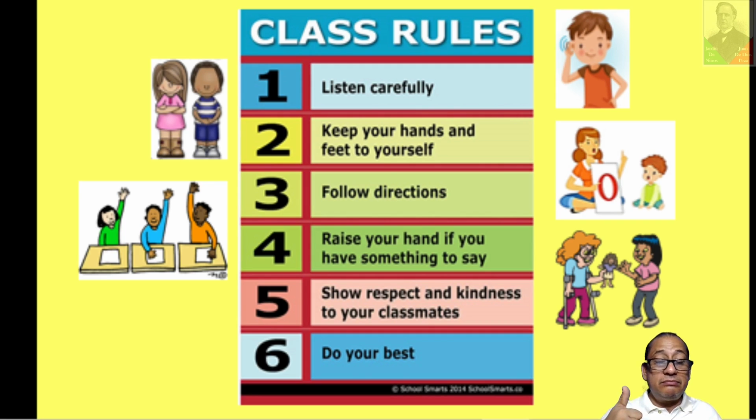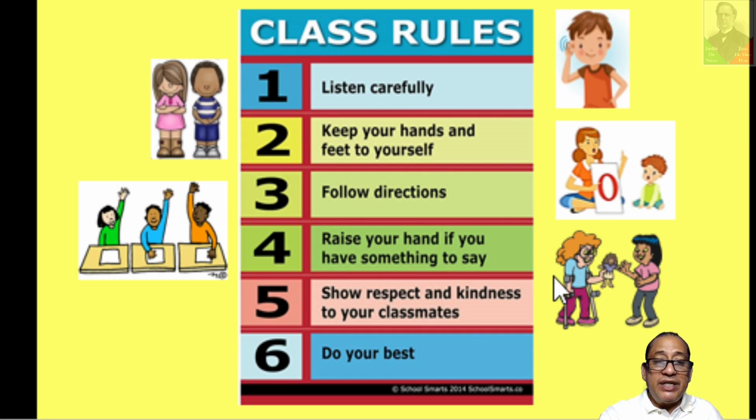It's a good behavior too. It's a good choice. Number five. Show respect and kindness to your classmates. Muestra respeto y amabilidad con tus compañeritos de clase. Okay? Look at this. What happened with this girl? What does she have here? There are crutches. Crutches are muletas. Okay? She has crutches.